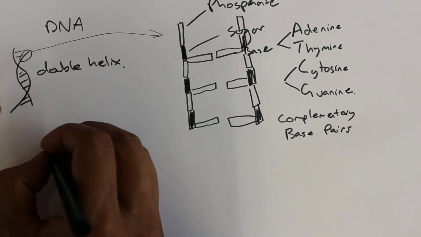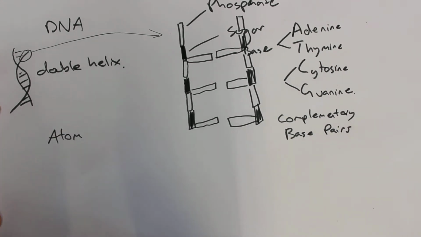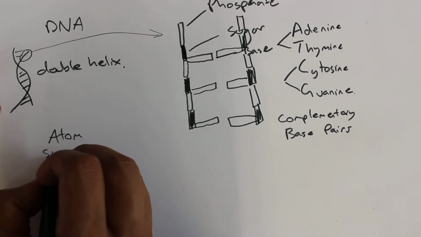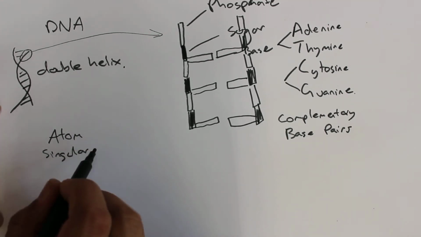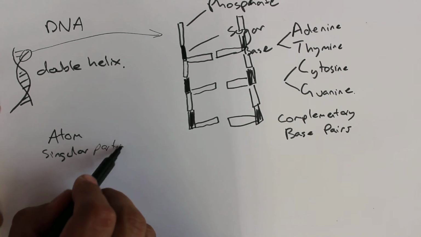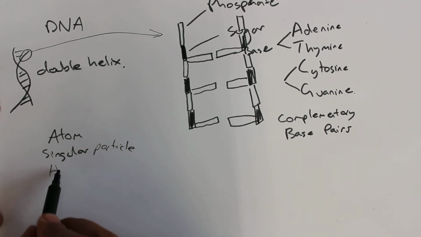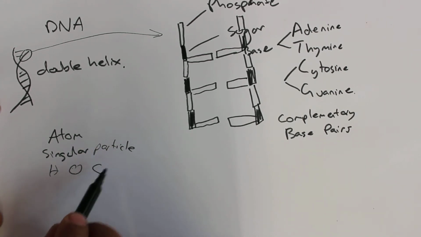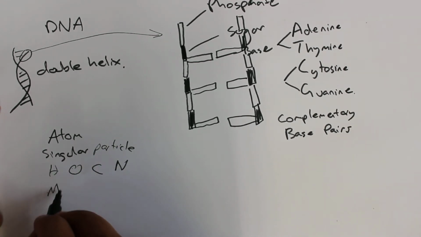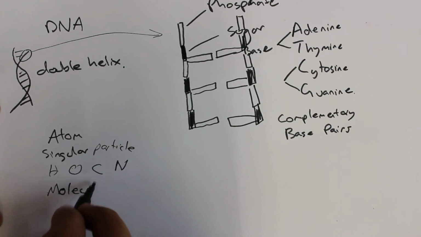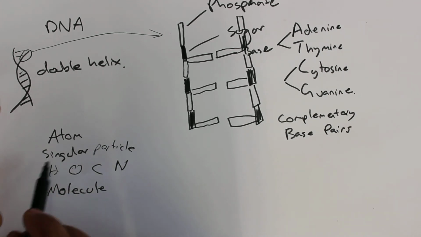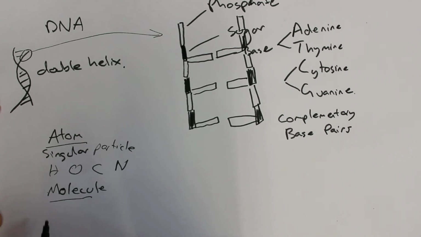Now, what we've got to remember, an atom is a singular particle, such as a hydrogen atom, an oxygen atom, a carbon atom, or a nitrogen atom. Whereas a molecule is when we actually join these atoms together. So they are bonded atoms.